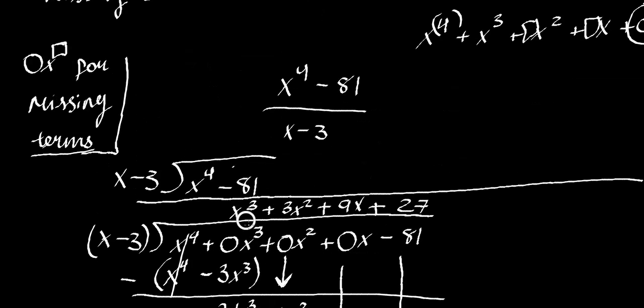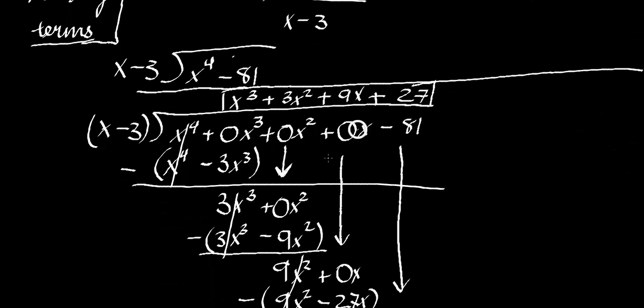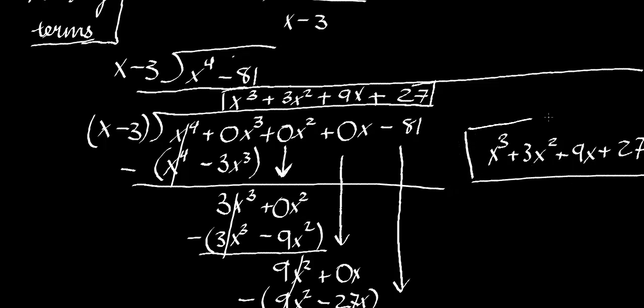Whew, okay, this was a long problem, but this is great practice if you are having a test anytime soon, or exams, SATs, whatever. You will definitely encounter problems like these. And this is our answer. x cubed plus 3x squared plus 9x plus 27. A fairly clean answer. Okay?